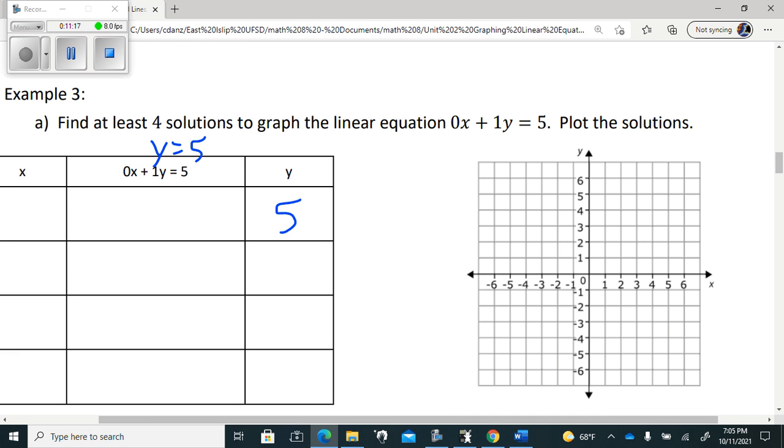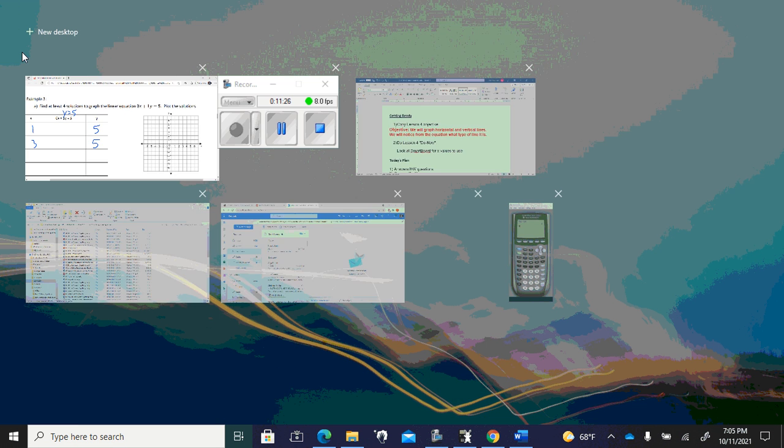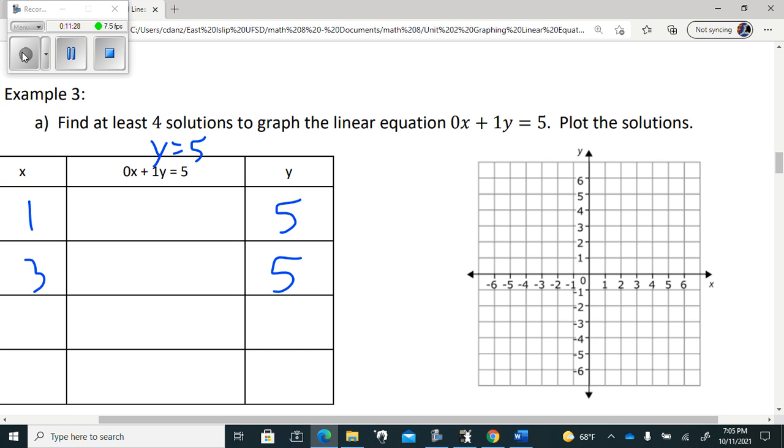What's x going to be? Anything you want. Maybe it's a 1. If y is 5, maybe x is a -3. If y is 5, maybe x is, I don't know, 5. If y is 5, maybe x is 3. This part we don't have to fill in.